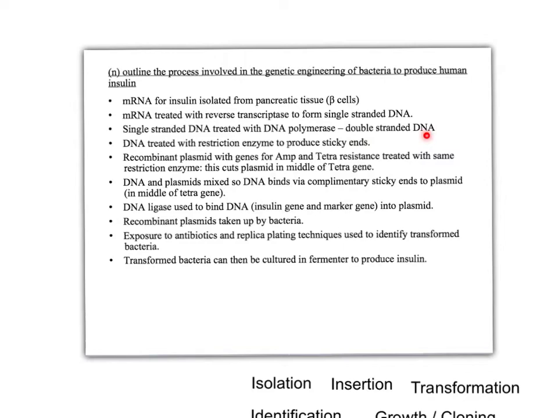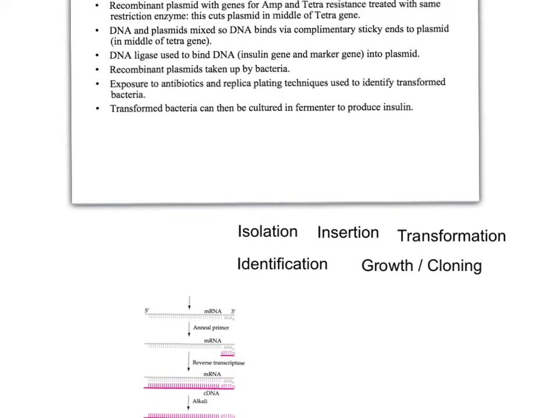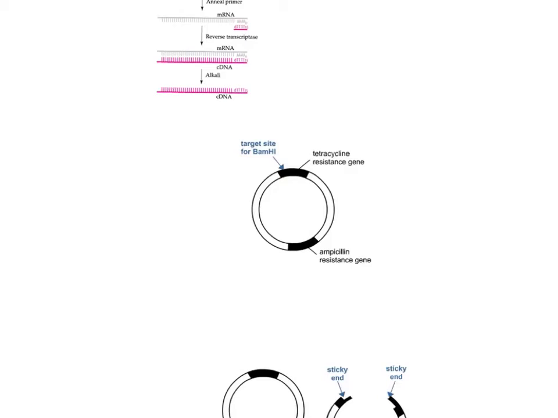So the next bit is this idea of insertion. Once we've isolated the gene, the next job is to insert it into the vector, and so here's typically a vector. As we talked about before, these vectors, these plasmids, a loop of DNA, are often already engineered with genes for antibiotic resistance. In this case we've got ampicillin resistance and tetracycline resistance.